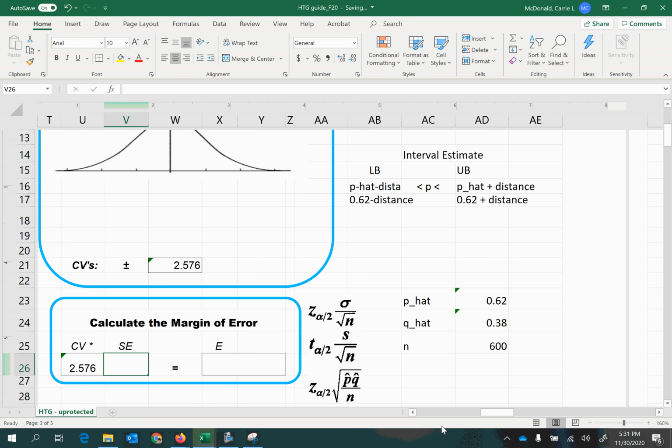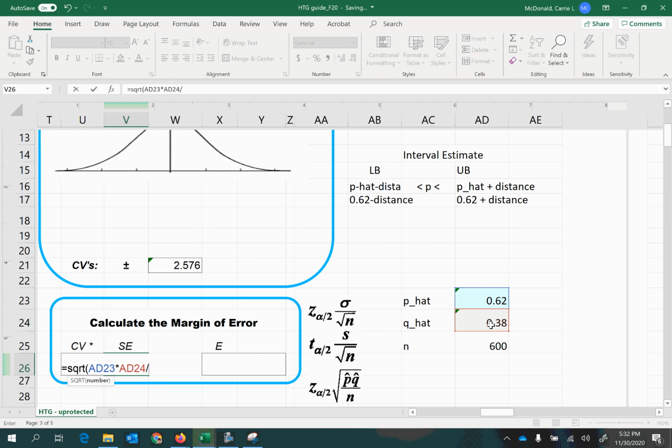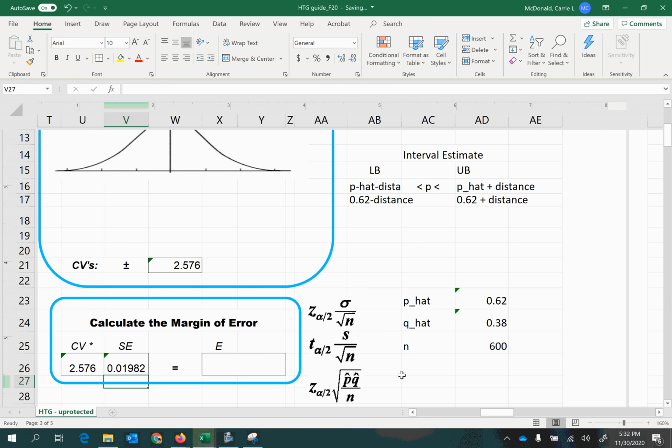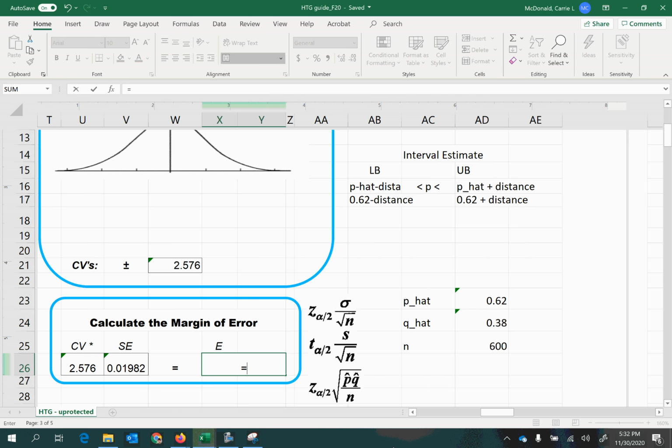All right, so we now have our bits and pieces. We can use those to calculate the standard error, also thought of as a standard deviation. And we are going to take the square root, SQRT, of p hat times q hat divided by n. All right, so there's our standard error, which is about 2%. So we're going to add 2% how many times? 2.576 times.